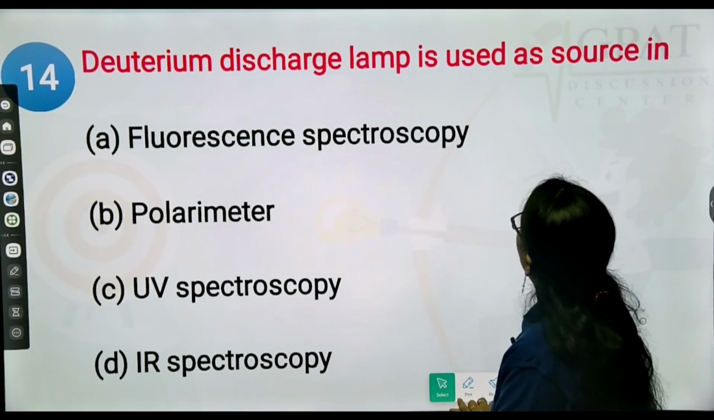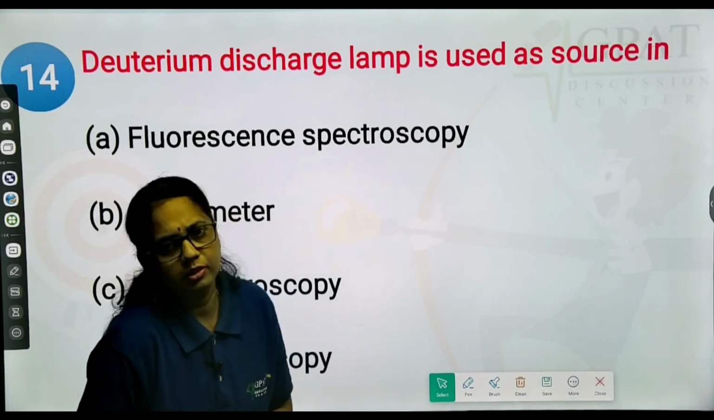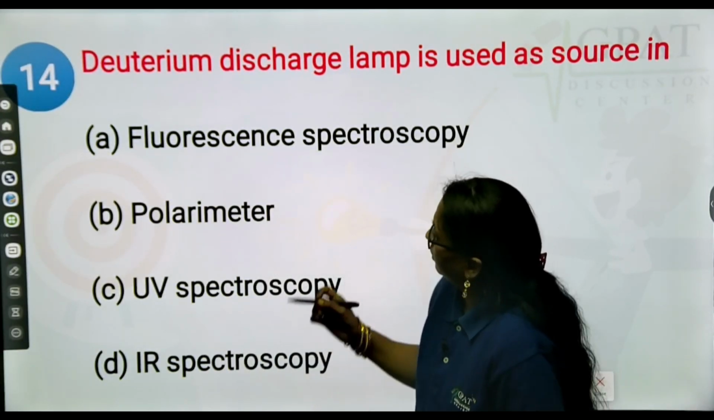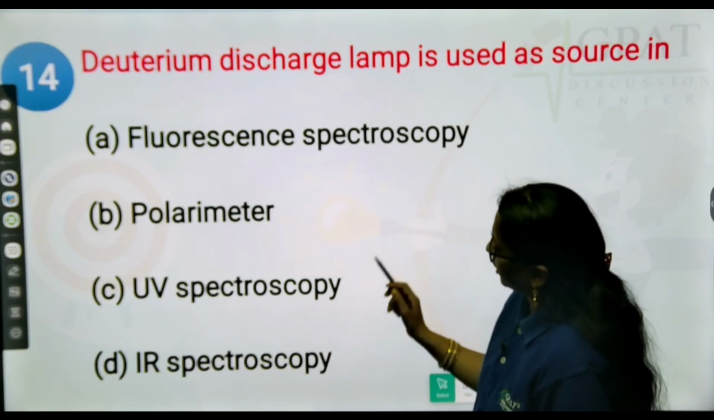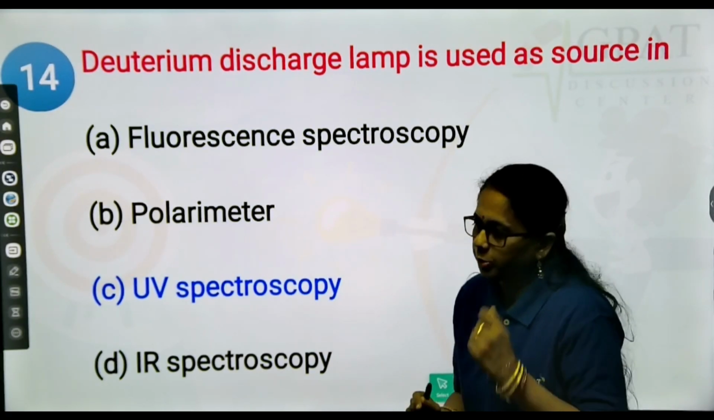Deuterium discharge lamp is used as a source. Very simple question. Deuterium D2 lamps are used in UV spectroscopy. Let us see the options: fluorescence, polarimeter, UV, IR. So definitely C is the right answer.